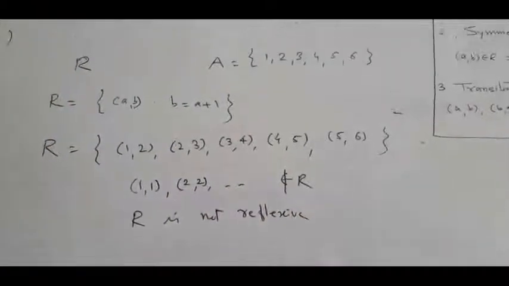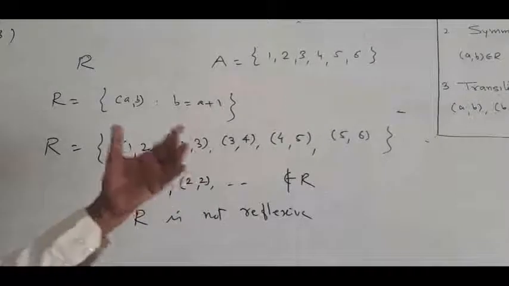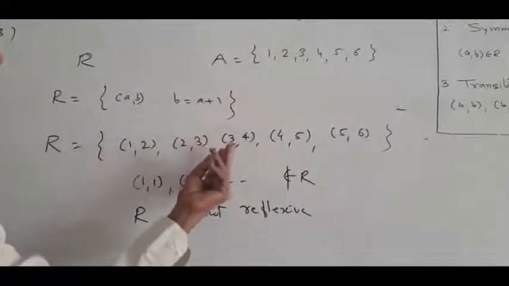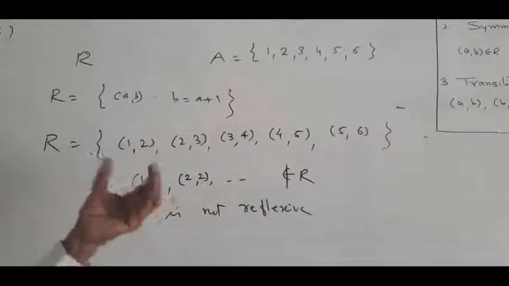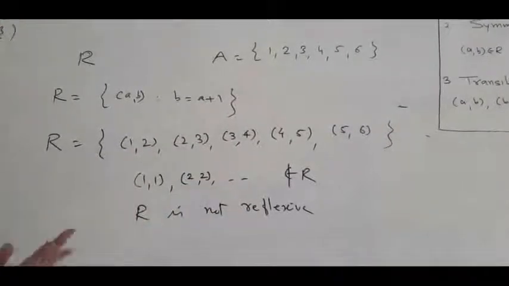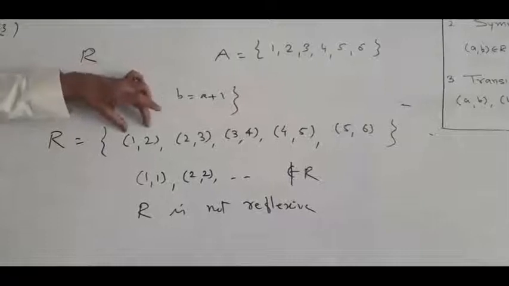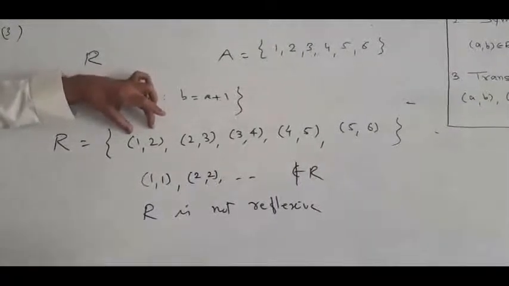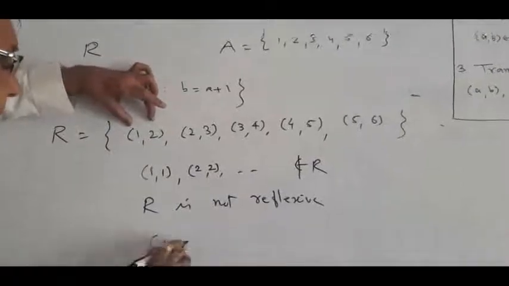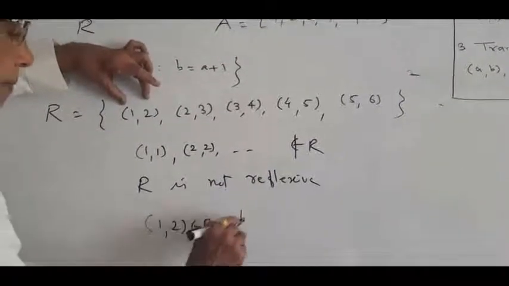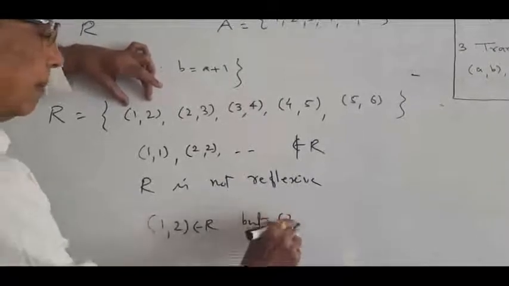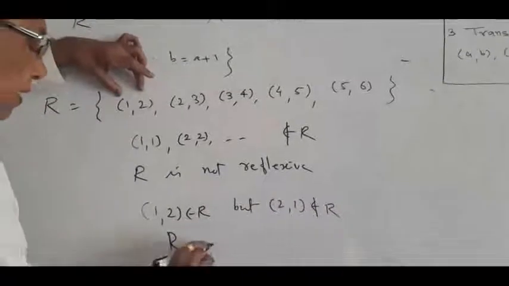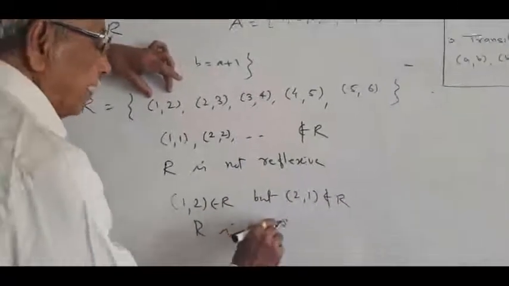Now the relation is symmetric when, for every ordered pair of R, if we interchange the elements of the ordered pair, then the ordered pair should again be in the relation. Here, (1, 2) belongs to R, but (2, 1) does not belong to R. So this relation is not symmetric. Therefore, R is not symmetric.